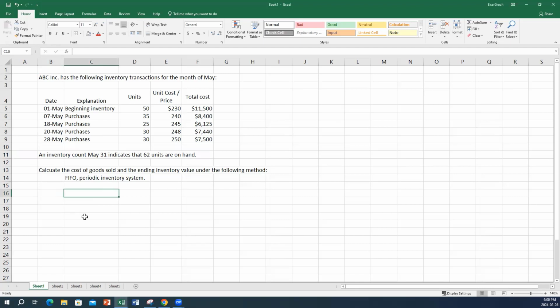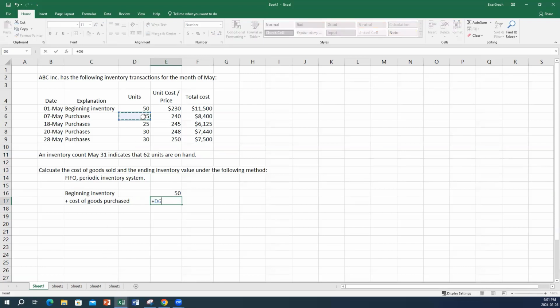So looking at this, we're going to start with beginning inventory. I'm going to use units to demonstrate this, which is 50. Then we're going to add in the cost of goods purchased. I'm going to use units right now, but we can take all the purchases, 35, 25, 30, and 30, and we see that the total number of units purchased, and remember, we're doing units, is 120. If we add these two things together, 50 plus 120, that is equal to the goods available for sale. So these are all of the units that were available throughout the period to sell to our customers.